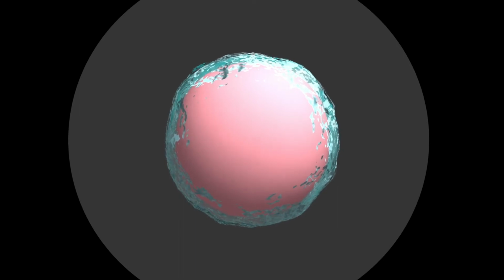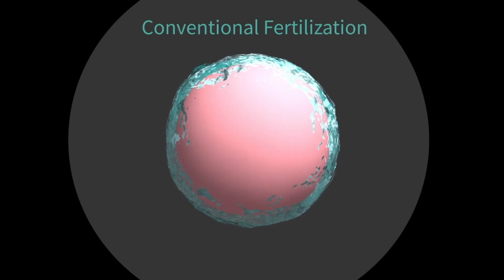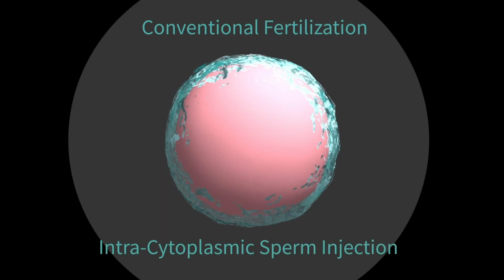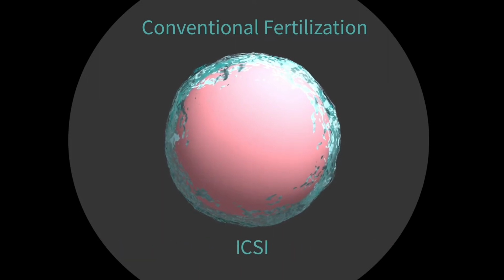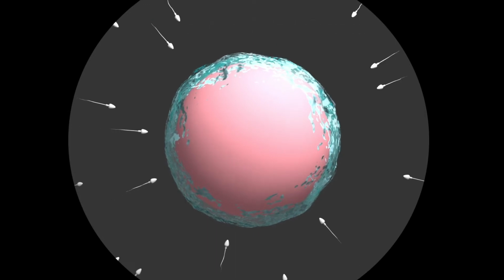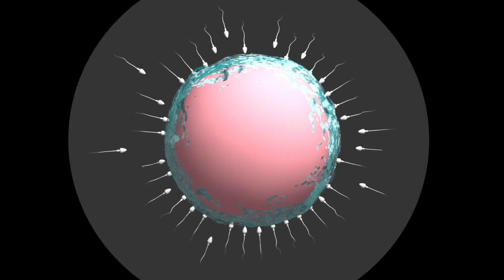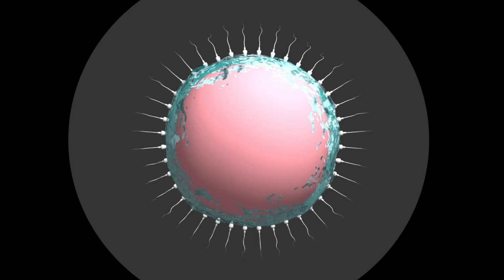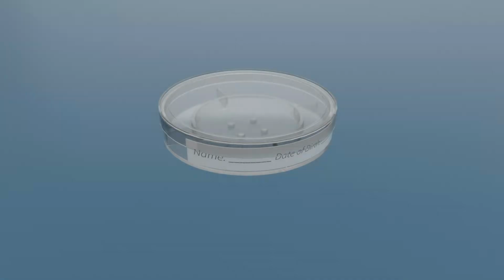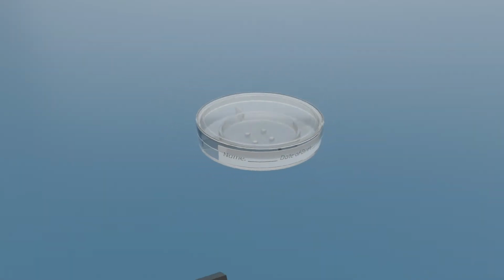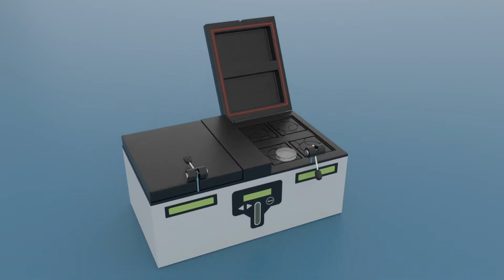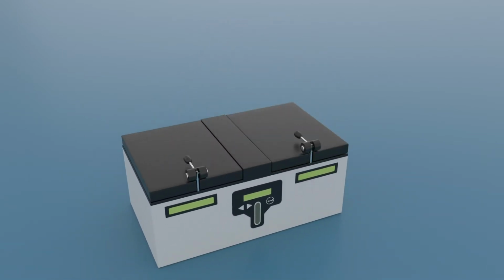Fertilization can occur either by conventional fertilization or intracytoplasmic sperm injection, or ICSI. In conventional fertilization, sperm are added to each well containing an egg, with sperm provided from the intended parent or a sperm donor. Now surrounded by numerous sperm, the eggs are placed back into the incubator in the hope that fertilization will occur.